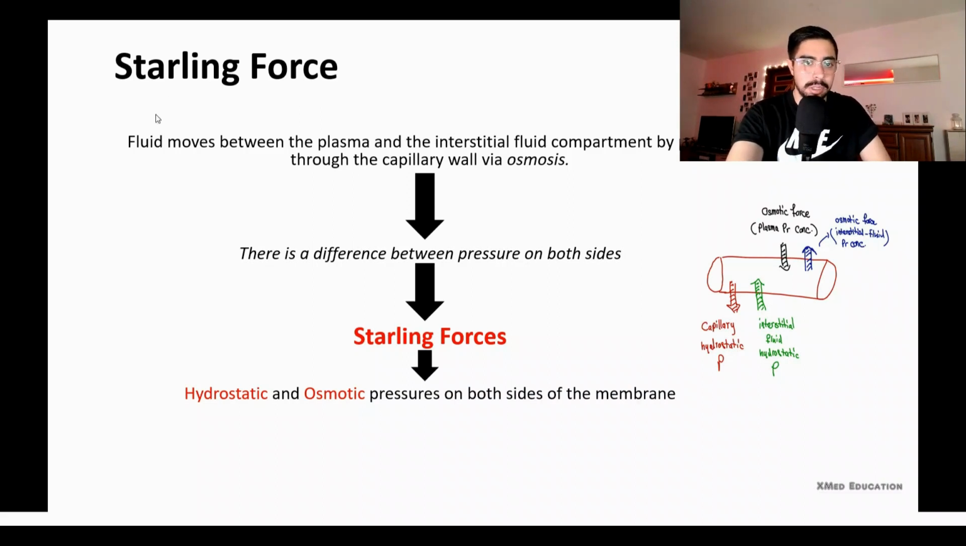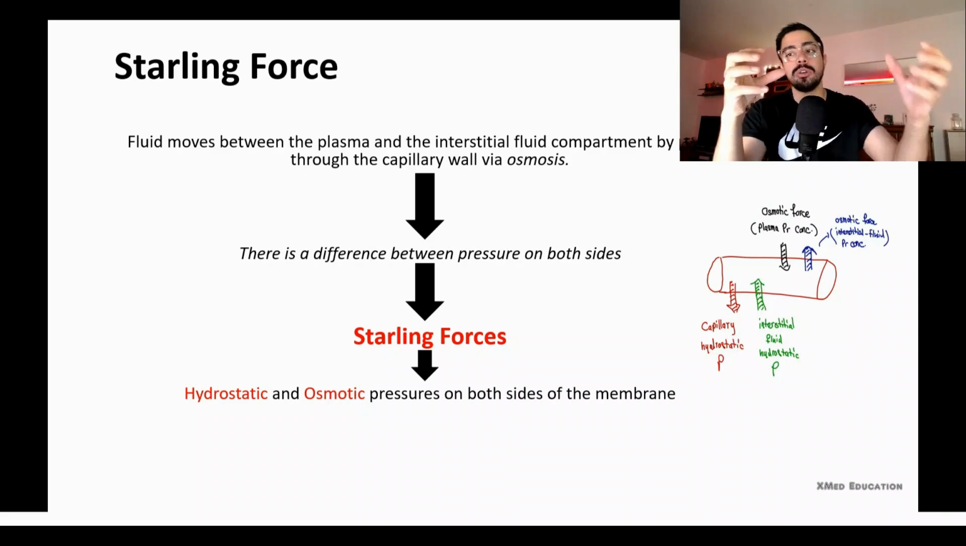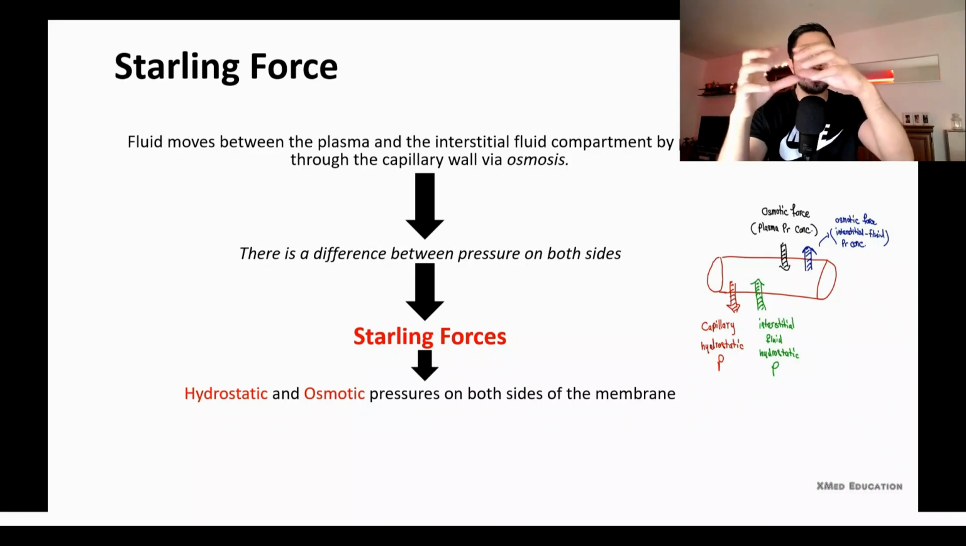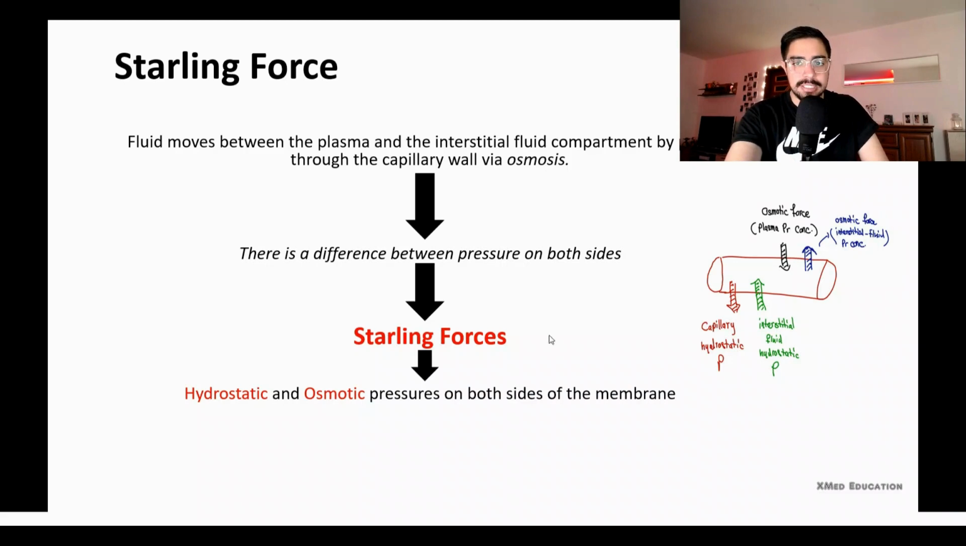So let's talk about them. Fluid moves between the plasma and interstitial fluid via osmosis. In osmosis, fluid will go from the low concentration place to the high concentration place. Just imagine you are in two rooms, and in one room there are 10 people and the other room has 5 people. If more fluid goes to the room with 10 people, the concentration of those people will be less. This is exactly the same as here.